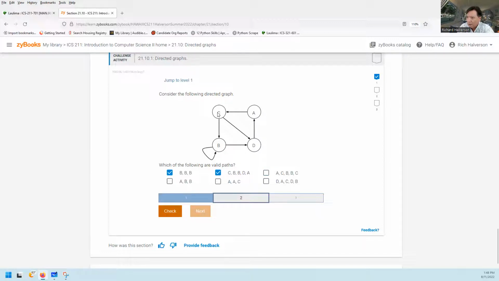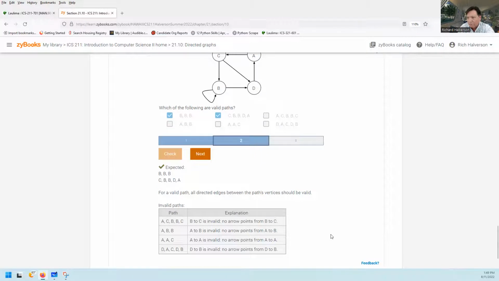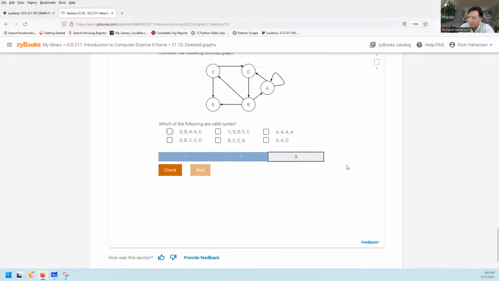A, C, B, B. Nope, can't go back to C. You can't go from B to C. So no, this is not the valid one. A, B, B. No, you can't go from A directly to B. There's no line there, so that's not valid. A repeated, no, A can't repeat. D, A, C, D, B, can't go from B to B, so that's not valid. All right, I think it's just those two. Very good. What's the next one?